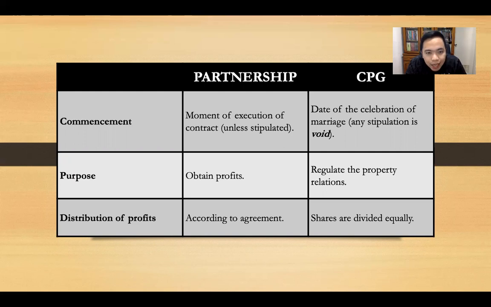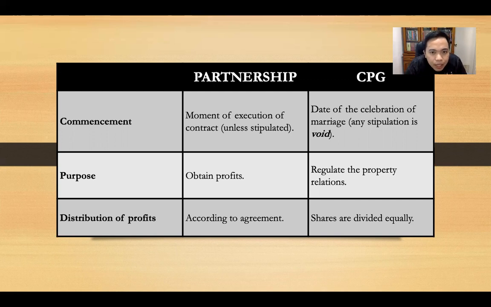Now, in a partnership, the purpose is to obtain profits, but in a conjugal partnership of gains, the purpose is to regulate the property relations of the spouses. Kasi class, pag conjugal partnership of gains, if the property regime is CPG, this will govern whether the property is a separate property or individual property or forming part of the conjugal partnership of gains. So the purpose of CPG is not to obtain profits, but to determine which of the property is separate property and which of the property is forming part of the conjugal partnership of gains.